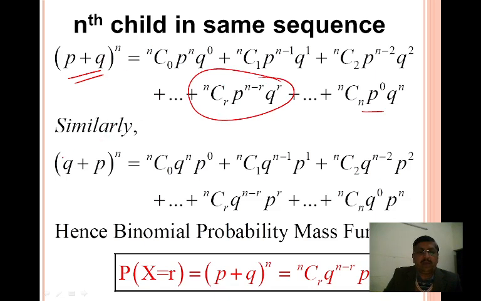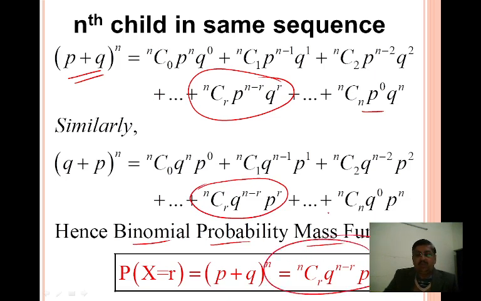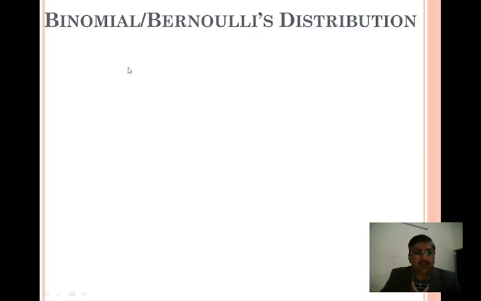(p plus q) to the power n and (q plus p) to the power n are the same, just changing the sequence. In that case we have the probabilities looking like this. But what is the probability among n children that r children will be girls or boys? It will be this symbol, and this symbol is later known as the binomial probability mass function, that is nCr q to the power n minus r into p to the power r. So you can see that you have just derived the concept of the probability mass function for the binomial distribution.